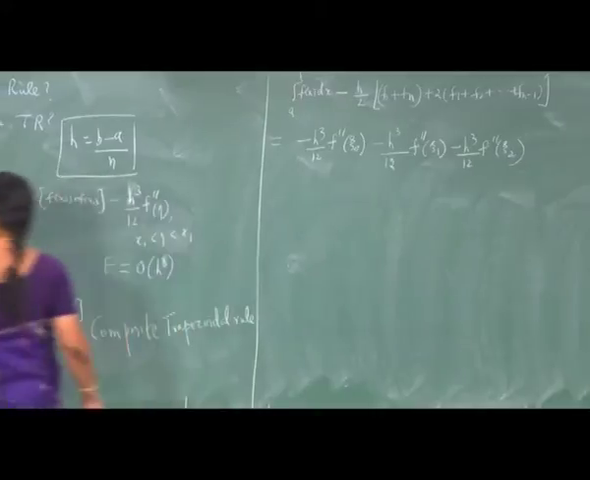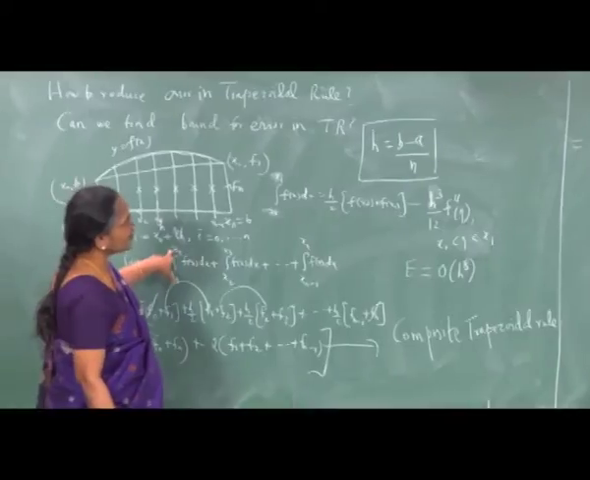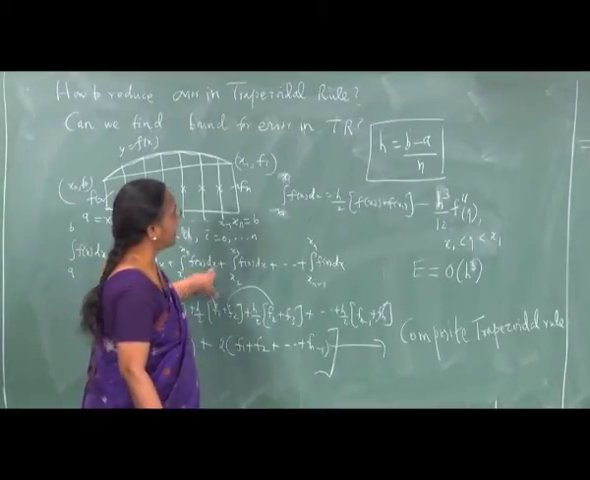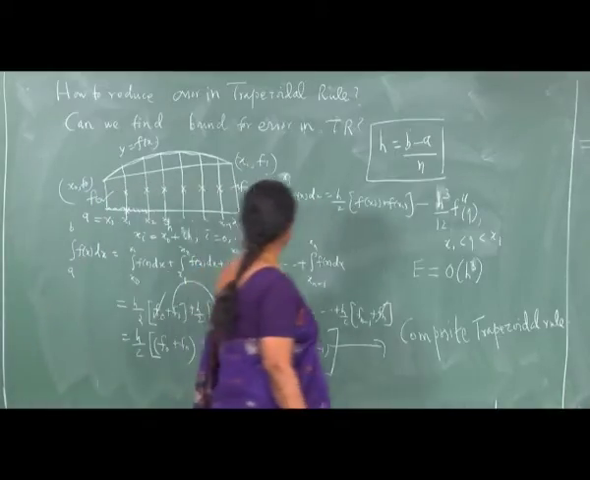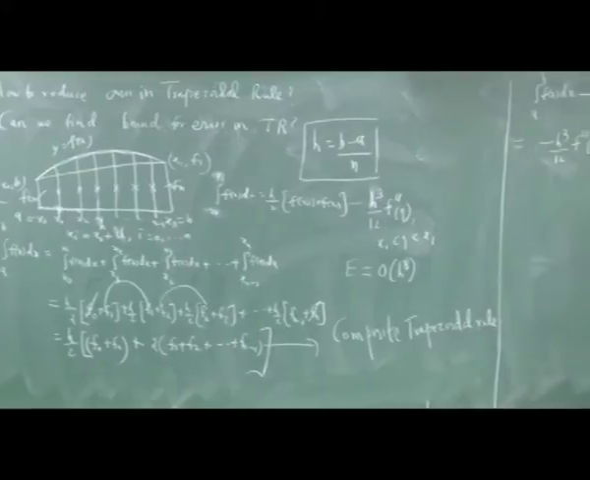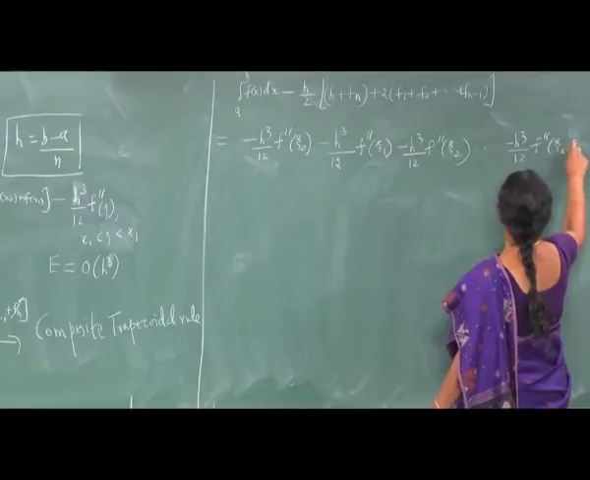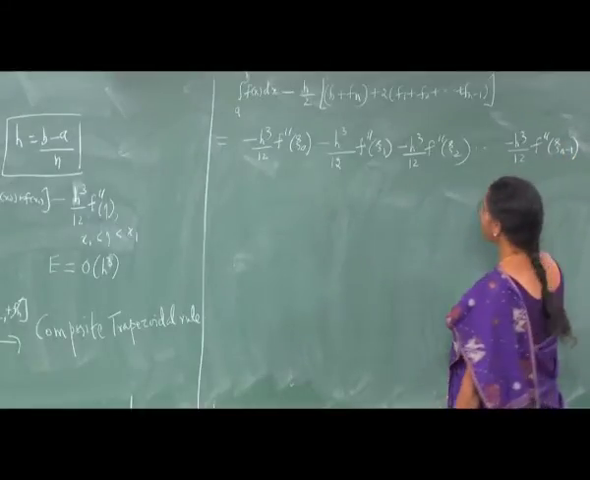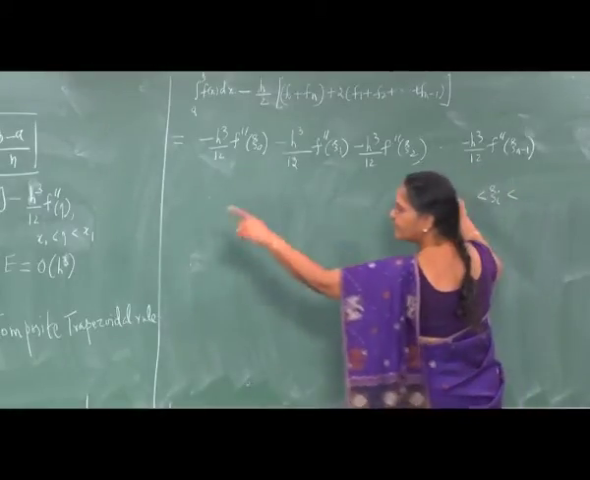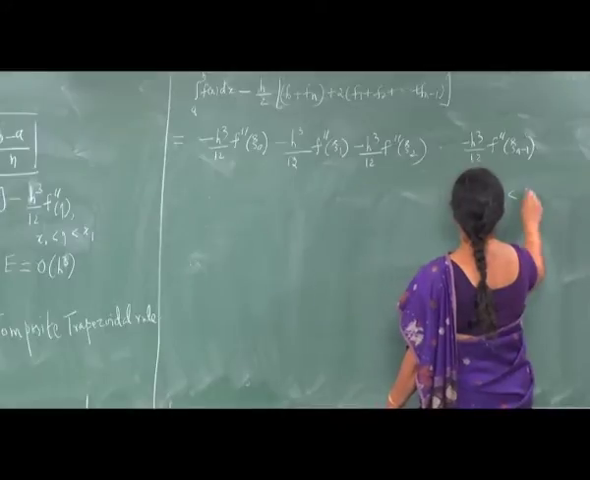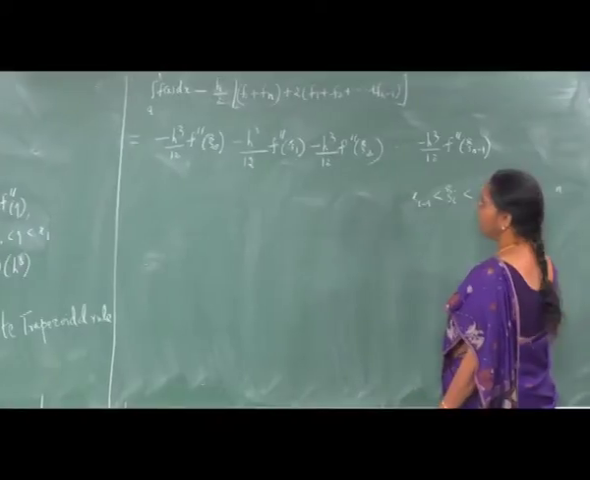So, between x naught and x 1, the first term gives the error. X1 to X2, the second term gives the error. X2 to X3, the third term gives you the error. So, Xn minus 1 to Xn will give you minus h cubed by 12 into the second derivative at some psi n minus 1, where this psi i lies between x i minus 1 and x i for i equal to 1, 2, 3 up to n.